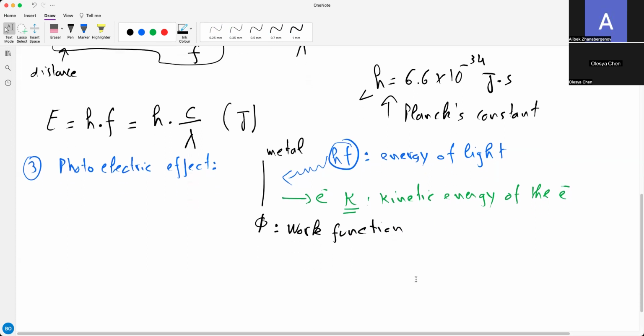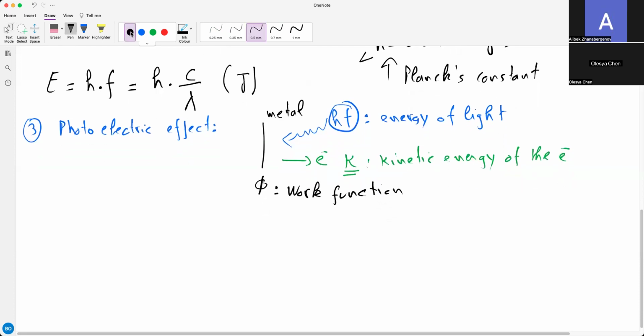Yeah, very good. So Einstein's equation tells us that the energy, or hf, the energy of the photon, is used in two ways, in fact. The first, as you correctly mentioned, is used to overcome the work function, and the remaining will be given as kinetic energy to the electrons. Okay.